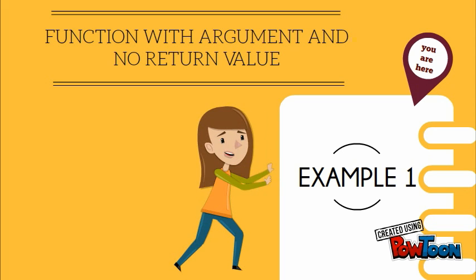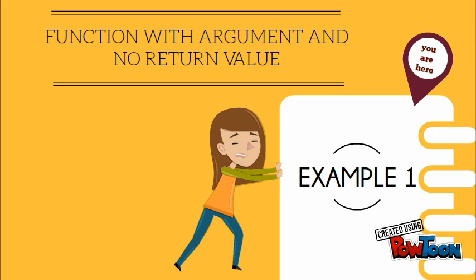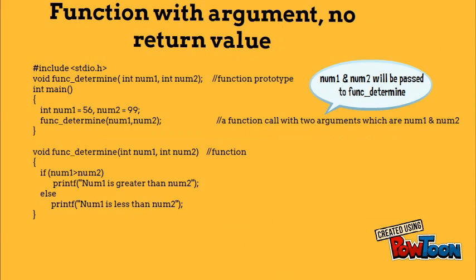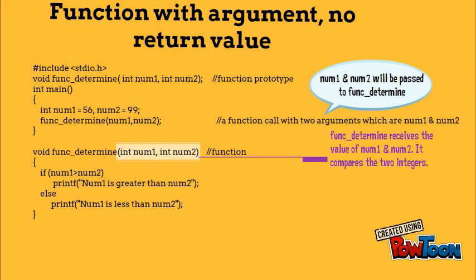Okay, the next type of function is a function with argument and no return value. The next example consists of the main function and a user-defined function, which is function determine, with two parameters, which are num1 and num2. So in this program, num1 and num2 will be passed to function determine. The function will determine which number is greater and then display the result.